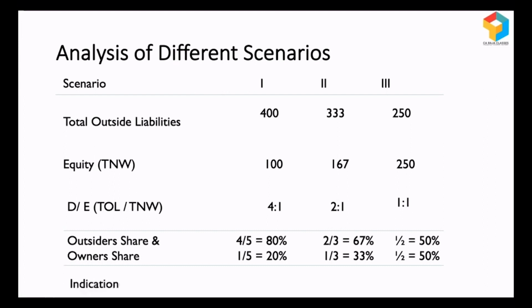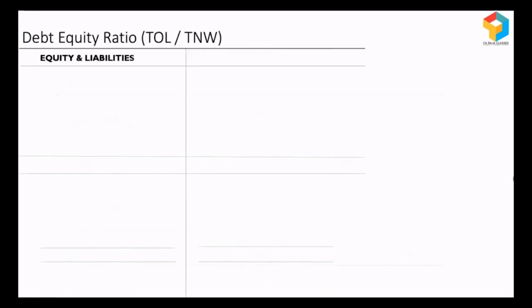So the indication is scenario 1 has a high level of financial risk, scenario 2 is ideal, and scenario 3 I would say the best. The debt equity ratio we have calculated now is very simple, but in reality there will be some more complications attached to it, because it's possible that what we see as owner's money may not be available. It could have gone out of business. And what we see as owner's money may not be actual owner's money also. Let me give you a scenario so that you can understand it better.